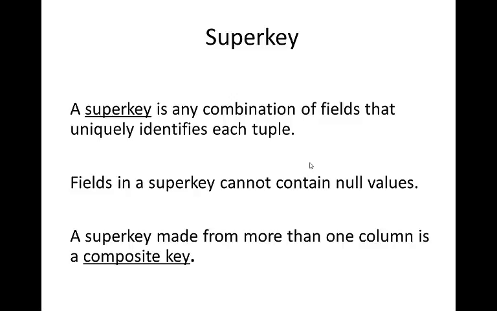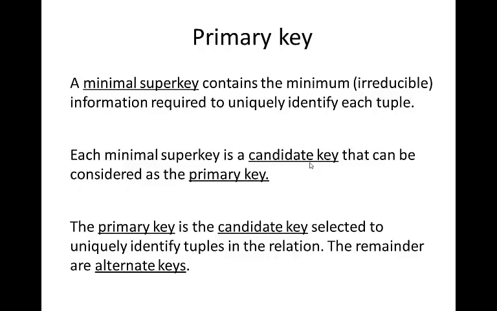Importantly, because a superkey must uniquely identify each row, a superkey cannot contain any field that contains null values. If you allowed null values, immediately you're allowing duplication. And if you made a superkey from more than one column, it's called a composite key. I'm going to give you an example of these in due course. Composite keys are just superkeys made from more than one column. I've got diagrams for this.